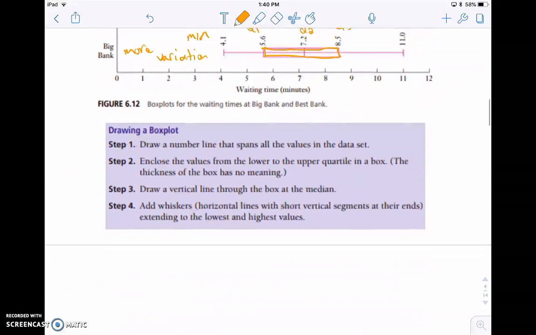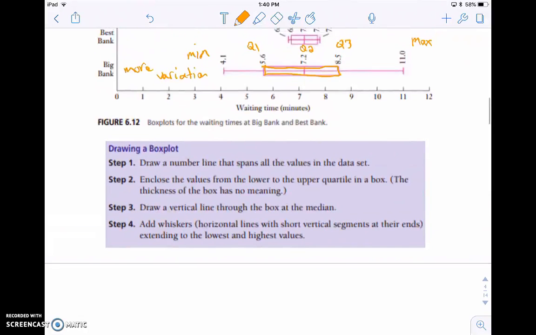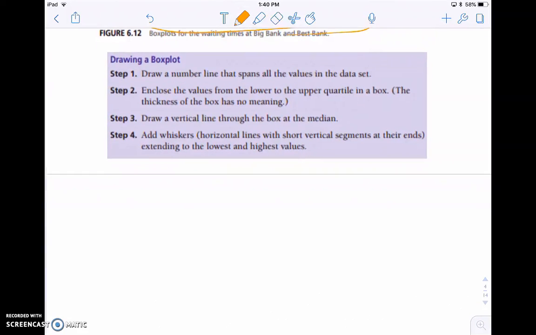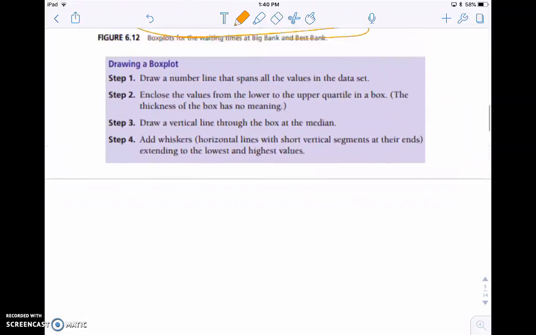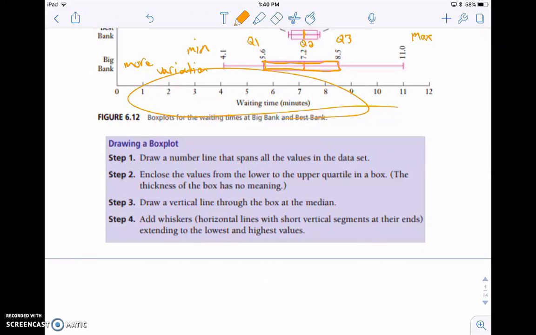So here are your steps again to drawing that box and whisker plot. Draw a number line that spans all the values in the data set. So that's what this information is right here. Then enclose the values from the lower to the upper quartile in a box, and draw a vertical line through. So this vertical line is the median right here. Then add the whiskers going down to your minimum and up to your maximum.